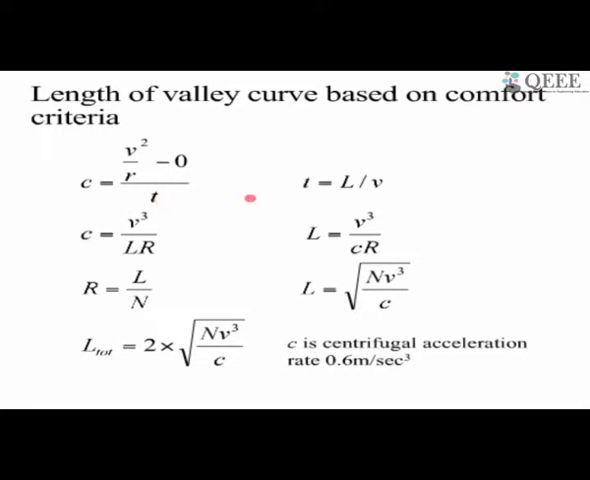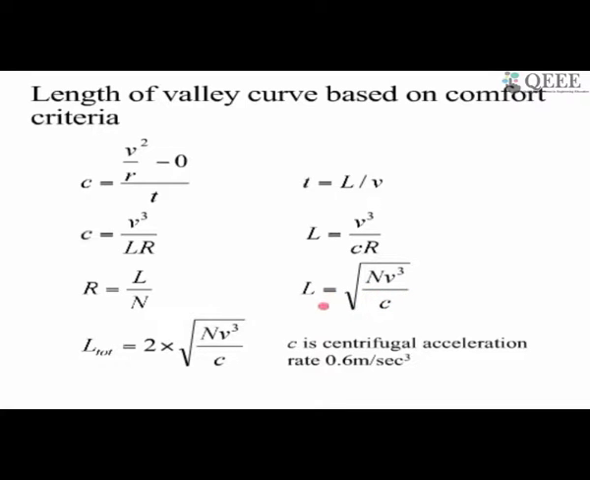So this t is nothing but the distance divided by the speed of the vehicle. If we replace this t here, then centrifugal acceleration is going to be v cube by L r. Now from this we can get L, the length of the curve, as v cube by C r. Another part, we know that r, the radius, is nothing but L by n. You just need to understand this, we are considering the half part of the curve, not the complete part. If we replace r with L by n in this equation, then L is equal to n v cube by C.